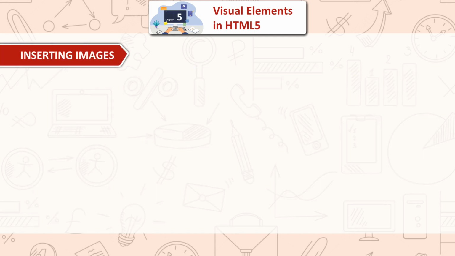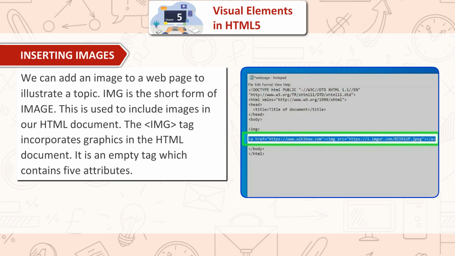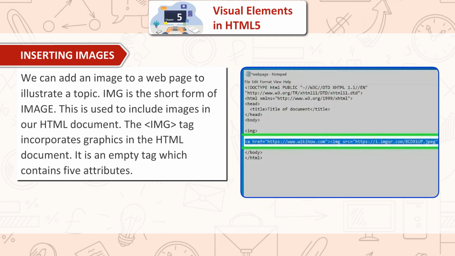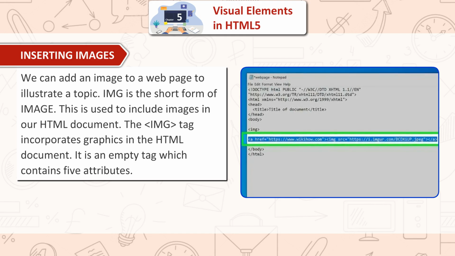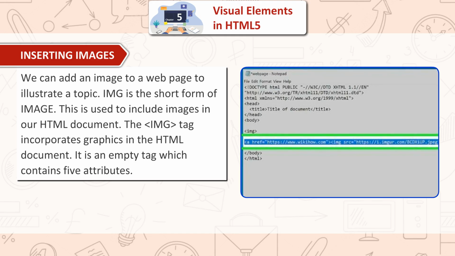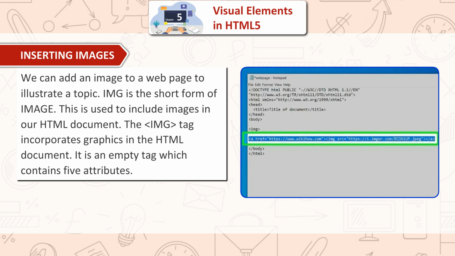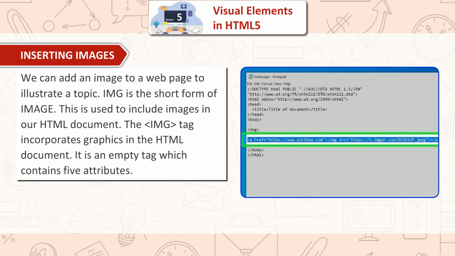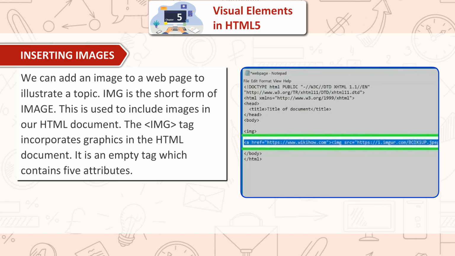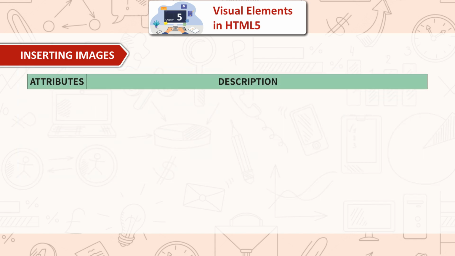Inserting images. We can add an image to a web page to illustrate a topic. IMG is the short form of image. This is used to include images in our HTML document. The IMG tag incorporates graphics in the HTML document. It is an empty tag which contains 5 attributes.